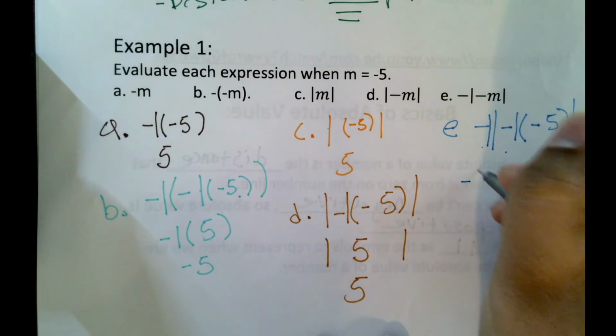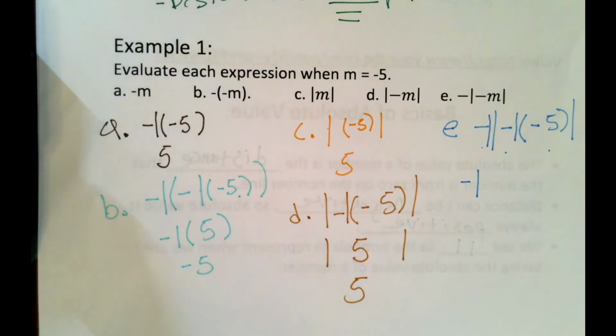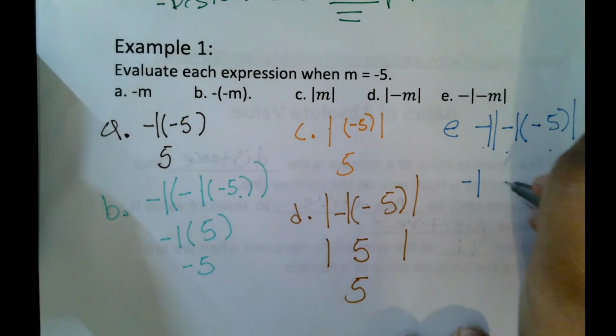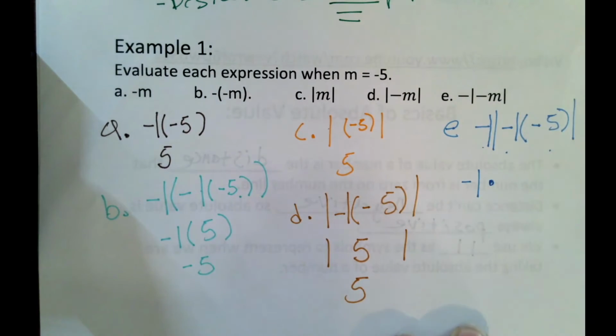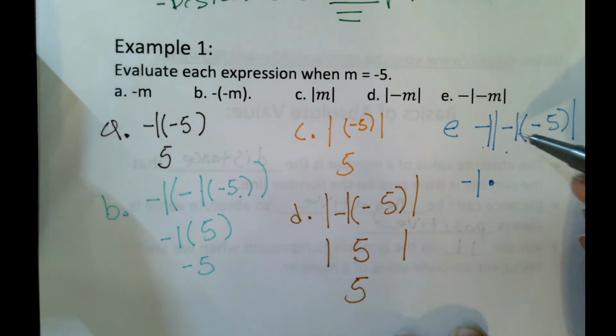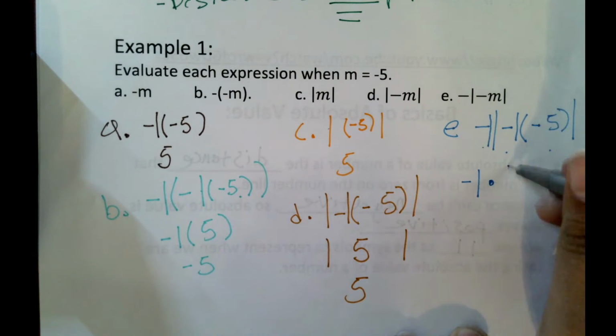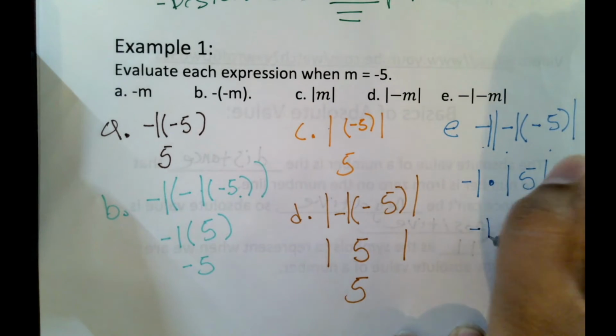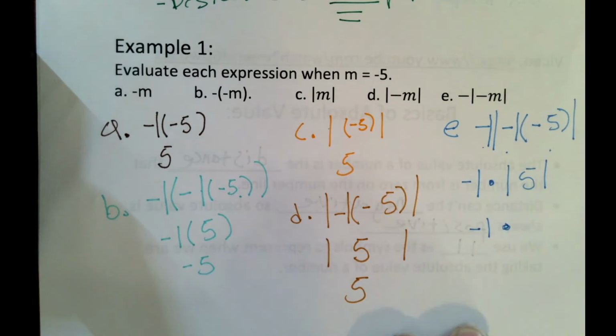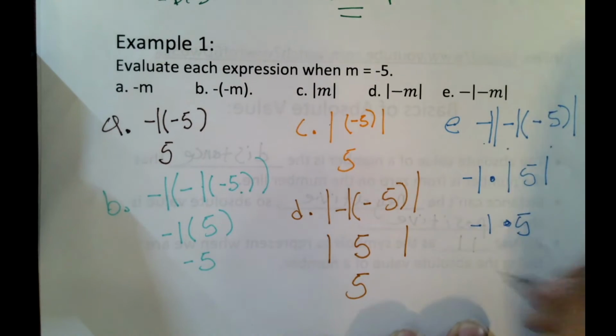Well, we're going to bring down our negative 1. Any number, just like a number next to a parentheses means multiplication, any number next to an absolute value just means to multiply. So this is negative 1 times whatever comes out of that absolute value. Well, this is negative 1 times negative 5. So what is that? A positive 5. Well then, this is negative 1 times, what's the absolute value of 5? 5. So our answer is negative 5.